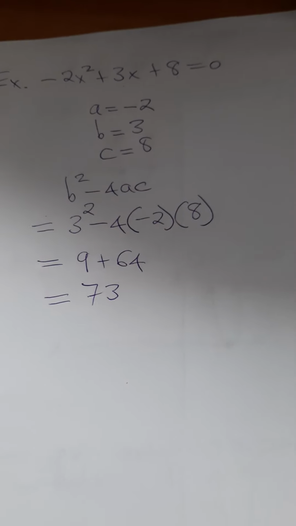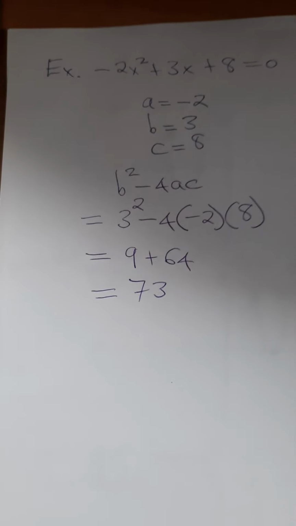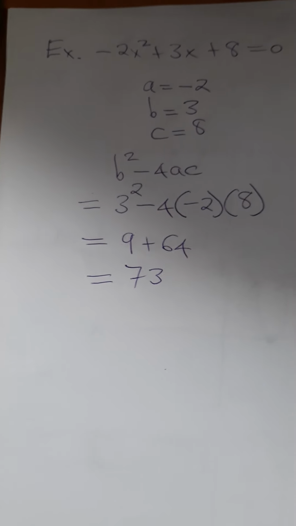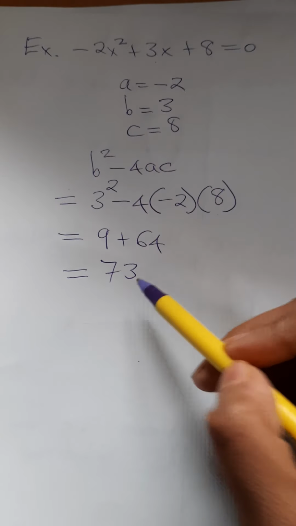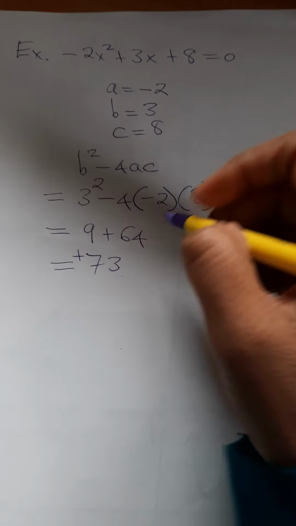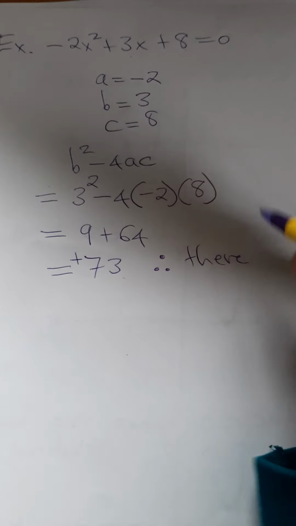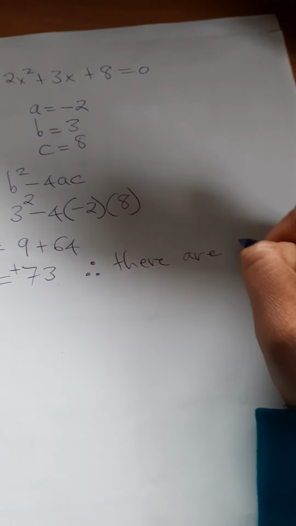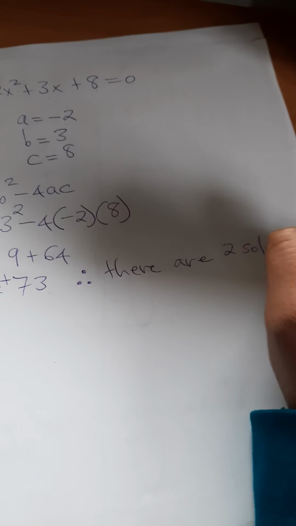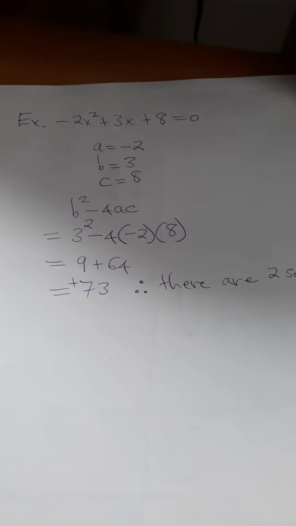And again, it doesn't really matter what the value of the discriminant is. I'm actually just looking for the sign, okay? Now, you notice that the sign for the 73 is positive. So in this case, I could put therefore, there are 2 solutions. Okay, in this case, 2 solutions, or there are 2 x-intercepts.